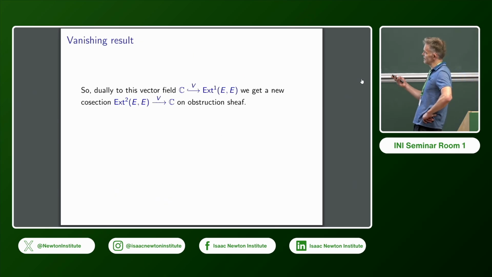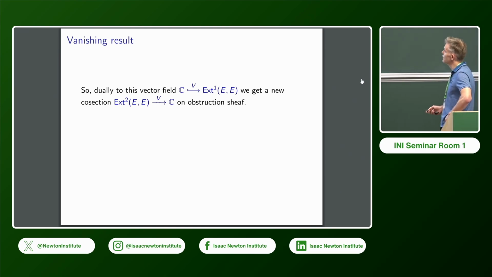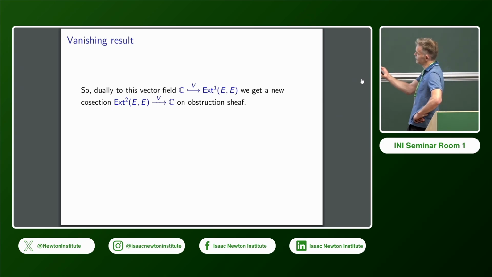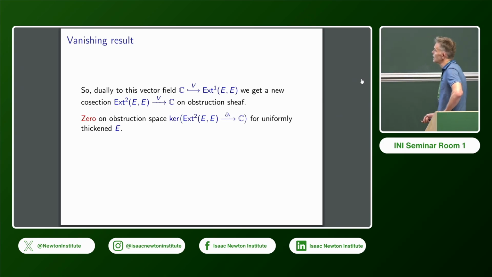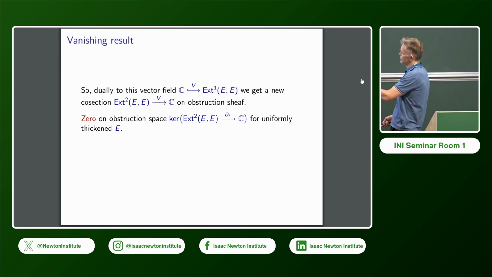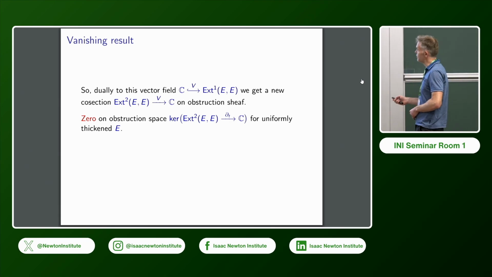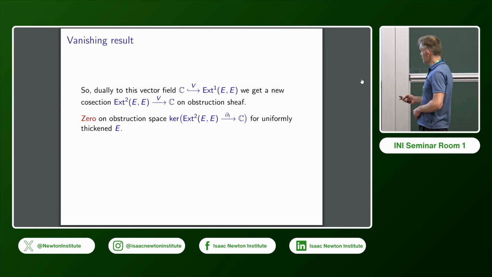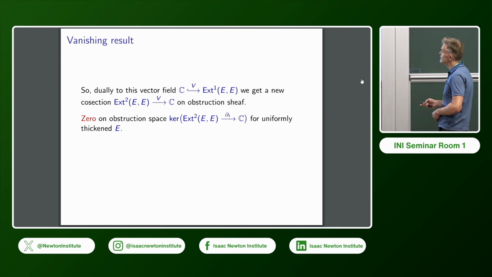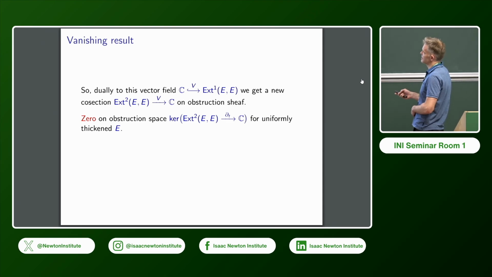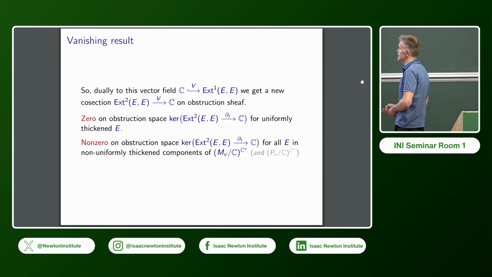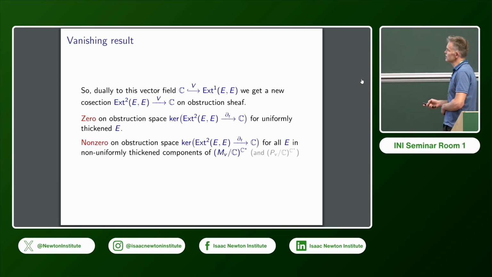All right, so dual to this vector field, because of this symmetric obstruction theory, we have an obstruction cosection. We have a map from the obstructions to C. And on the uniformly thickened locus, it's 0, because remember we've already removed this piece of the obstruction space in our theory. So this new vector field gives us the same one, so it is 0. But it's non-zero on the obstruction space precisely for all the other components.